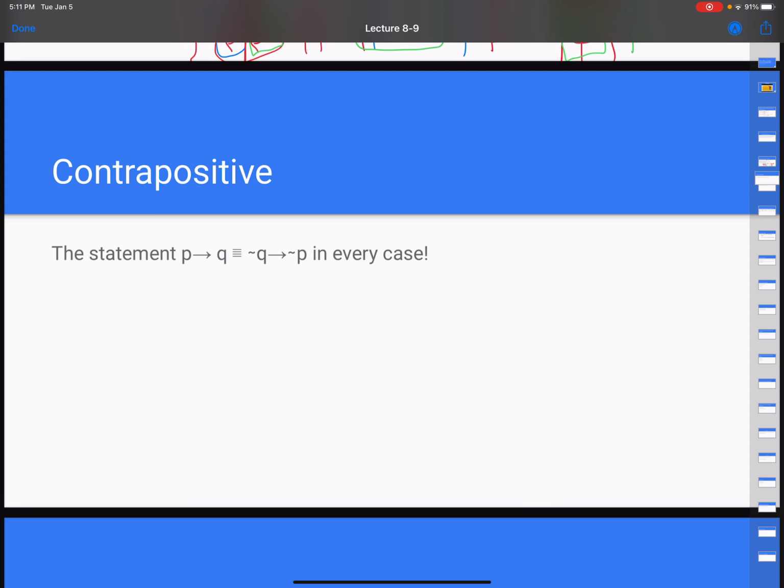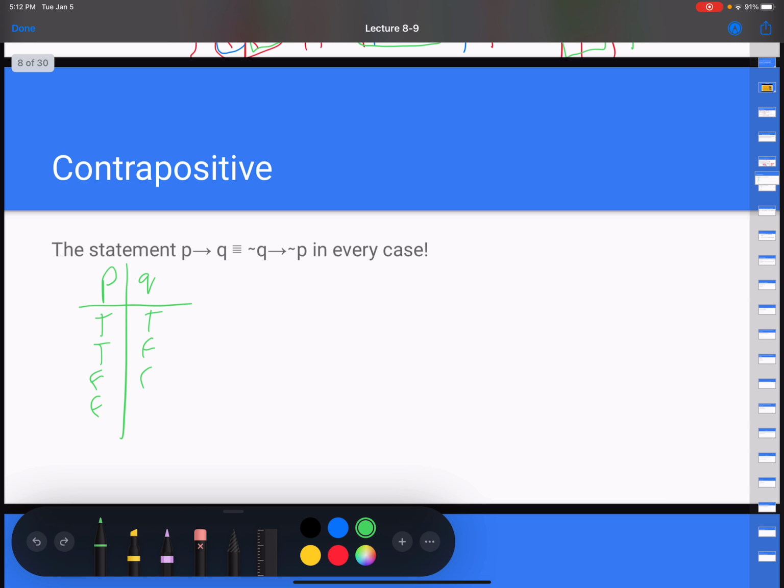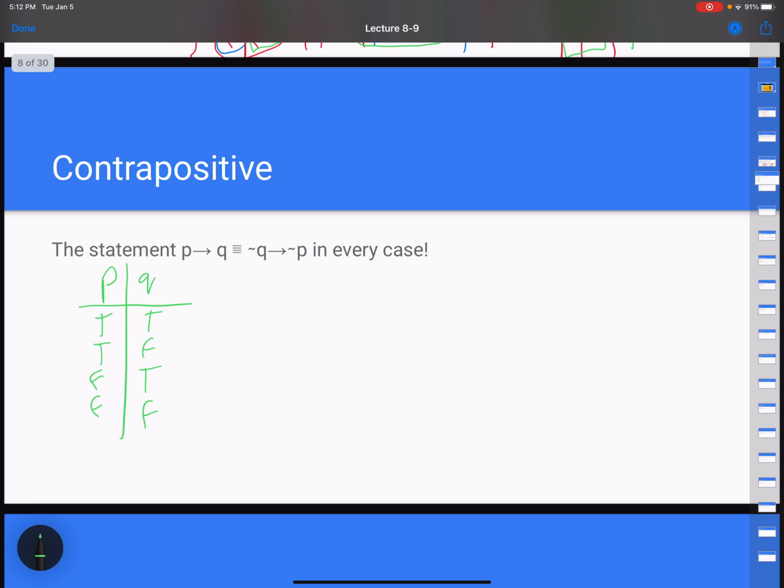We will now talk for a quick minute about something called the contrapositive, which is a basic rule that's very useful to simplify these statements. So we know that P implies Q is a conditional statement. If we have P, Q, we have true, true, false, false, true, false, true, false. We know that P implies Q gives us the table true, false, true, true.